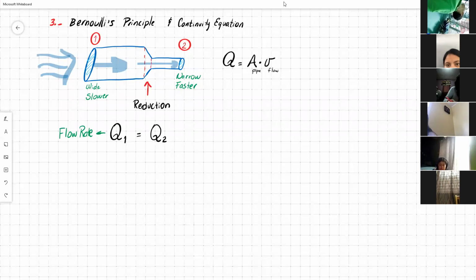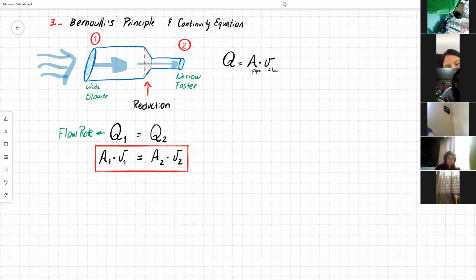And because I said I have the flow rate in 1, I'm going to replace it by the formula in position 1. So this is going to be the area in position 1 times the velocity of the fluid in position 1, equal to the area in position 2 times the velocity in 2. That is what we know as the continuity equation, okay? This is the continuity equation. Now, I'm going to do a very simple example for this.